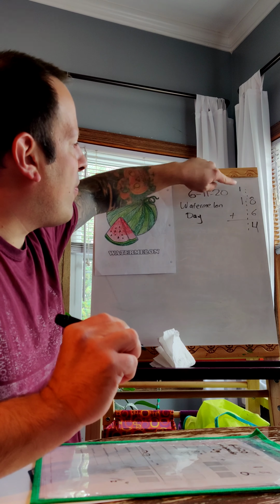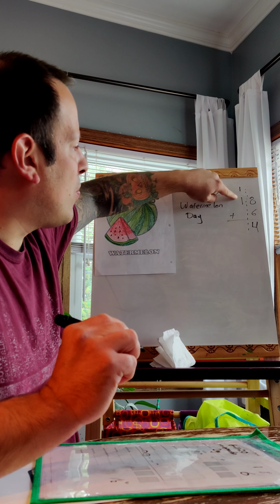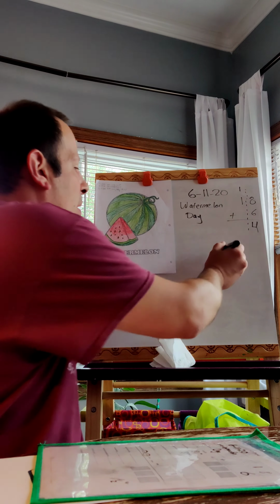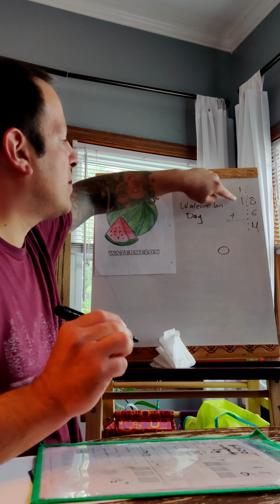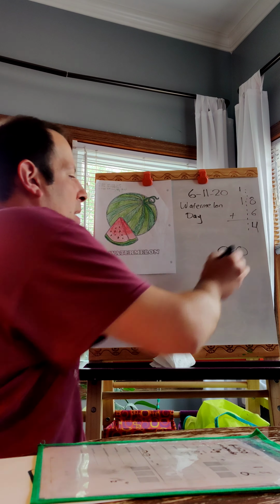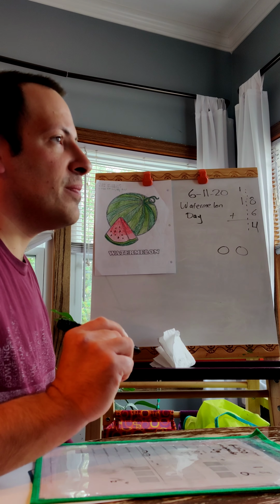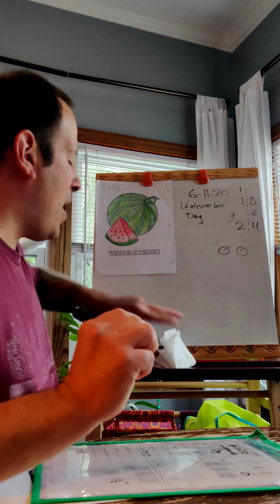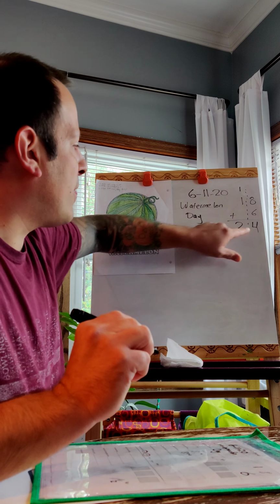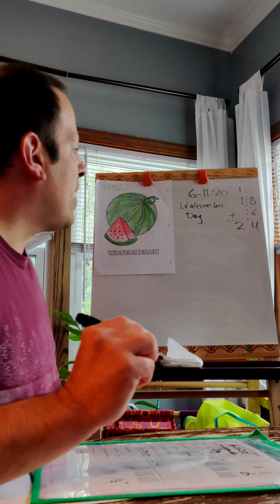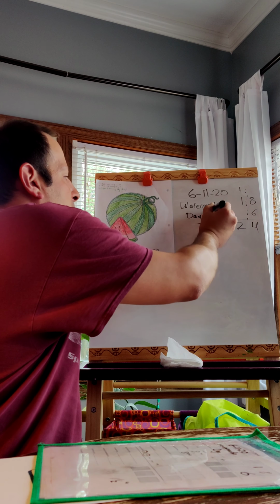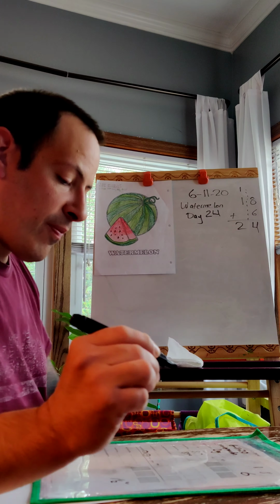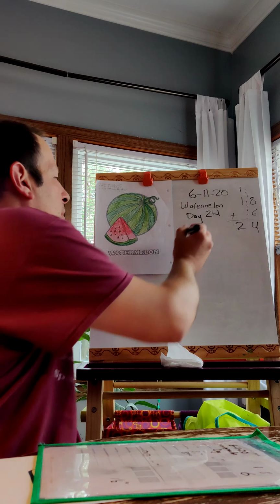Next column, I have 1 plus 1. I have 1 watermelon plus 1 more watermelon. How many watermelons do I have altogether? 1, 2. I have no more columns, so I can erase my imaginary line. And now I know it's day 24. Watermelon's a fruit.